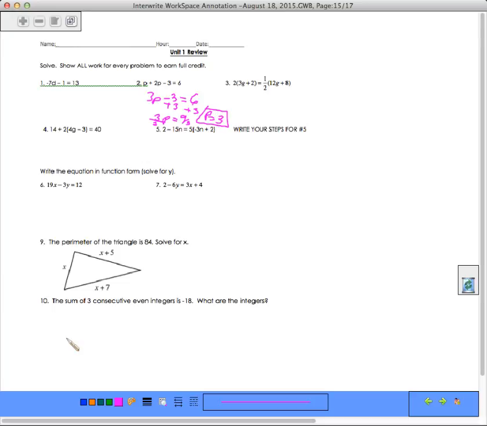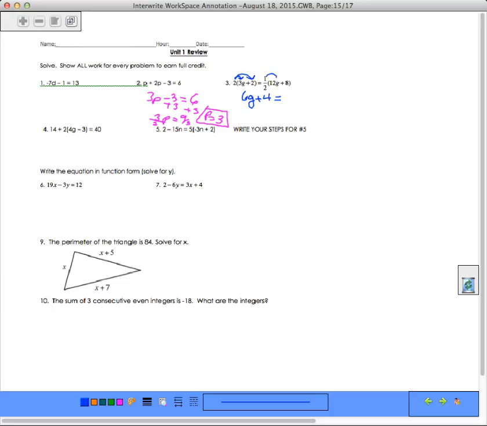All right. And I will also look at number 3 with you. I have lots of parentheses going on here, so the first thing I'm going to do is distribute. So 2 times 3 is 6. So 2 times 3g is 6g. 2 times 2 is 4. Remember, distributing is just multiplying.